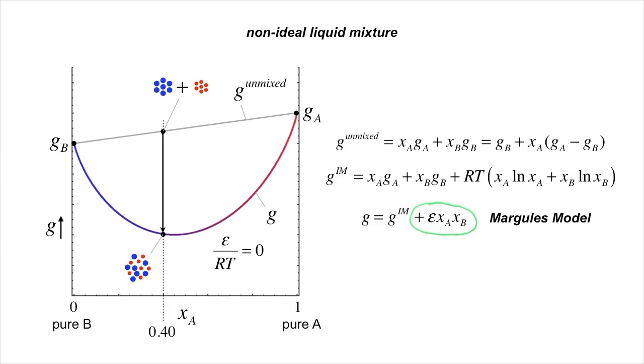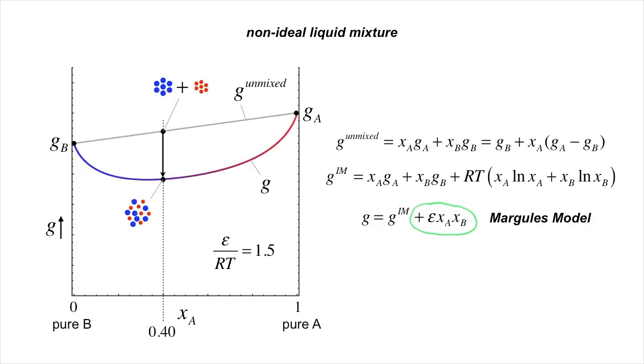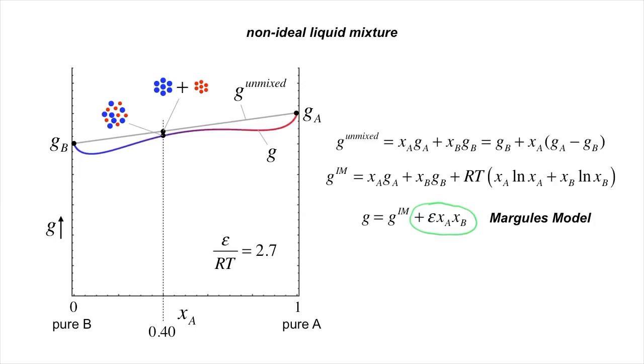As shown here, in the limit of epsilon equals 0, the Margules model just reduces to an ideal mixture. But if we increase epsilon to a value on the order of RT, it becomes significant, destabilizing the mixture relative to an ideal mixture. For epsilon over RT less than 2, G remains concave upward over its entire range, and thus still favors mixing. However, if epsilon over RT becomes greater than 2, interesting things start to happen. For example, here epsilon over RT equals 2.7.